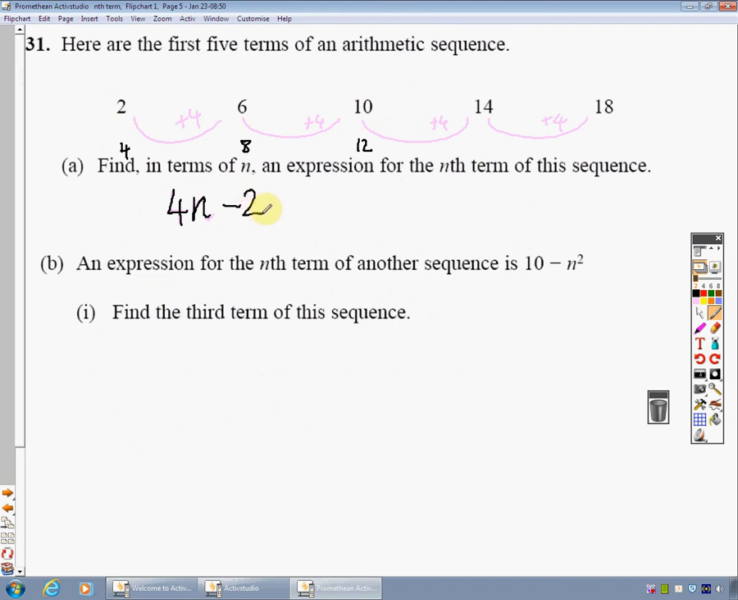Hopefully you've got those. Part B, an expression for the nth term of another sequence is 10 minus n squared. Find the third term of this sequence. Well, this is really a substitution question because we know n is 3, so it's going to be 10 minus 3 squared. Well, 3 squared is 9, so it's 10 subtract 9, which is 1. Done.